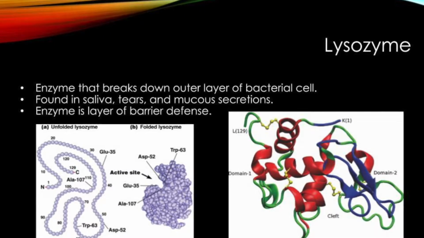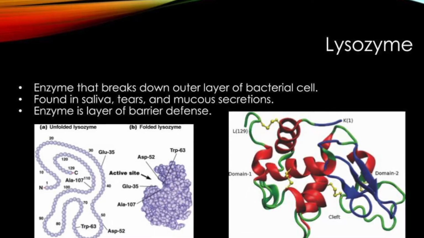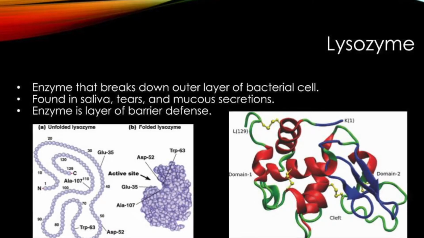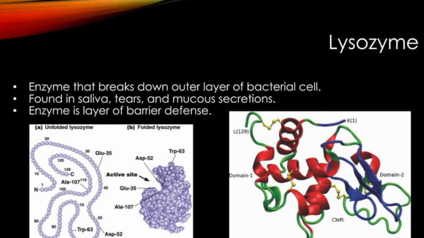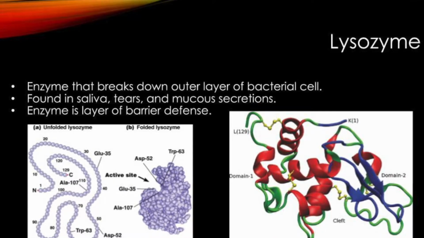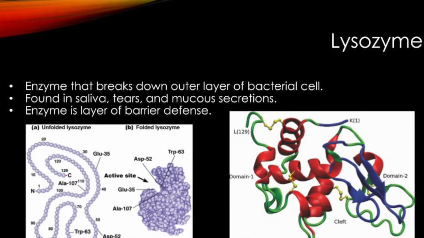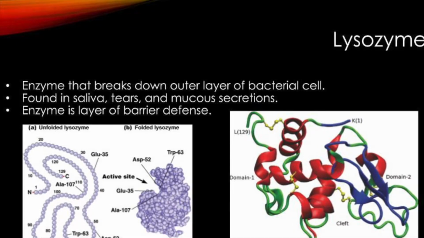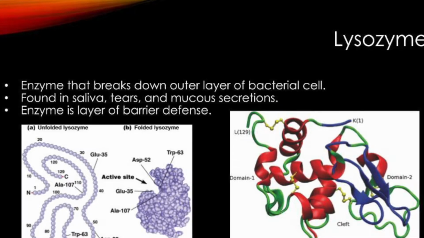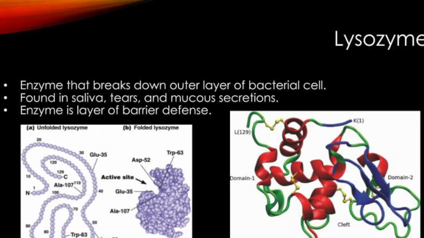But one of the things that's interesting in the mucous membrane is that they also have lysozymes. So this is an enzyme that breaks down the outer layer of a bacteria cell, making them more susceptible to being destroyed once they get into the body. This is found in saliva, tears, and mucus secretions. So it's found everywhere that the skin's not. This is just another layer of barrier defense, the body trying to protect itself.